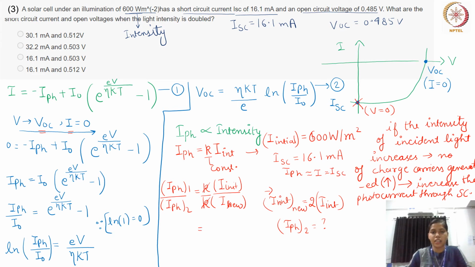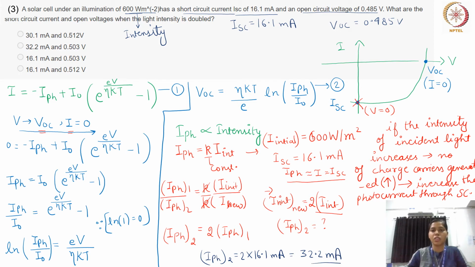And it is given that this new intensity is 2 times the initial one, so we can write the photo-generated current IPH2 will be equal to 2 times IPH1, and that is my value of ISC. So IPH2 will be 2 multiplied by 16.1 milliampere, and that will give me 32.2 milliampere. And since we are still talking about the short circuit current value, this will basically be equivalent to the short circuit current value for the second case when the intensity is double.